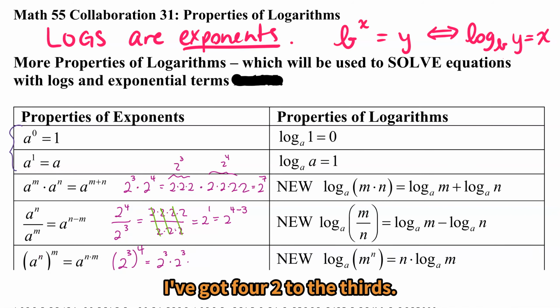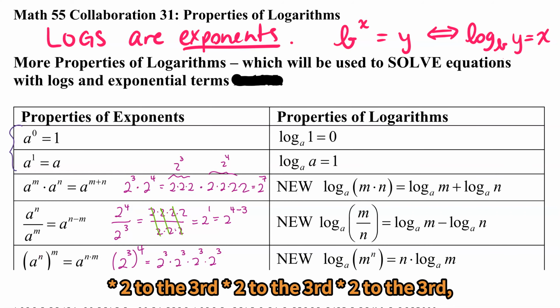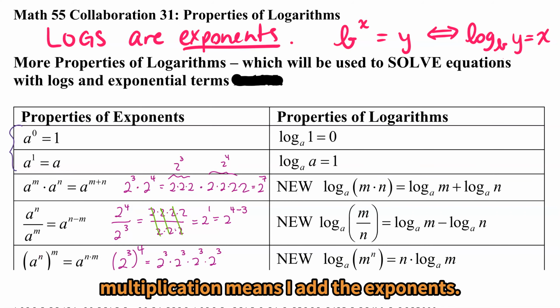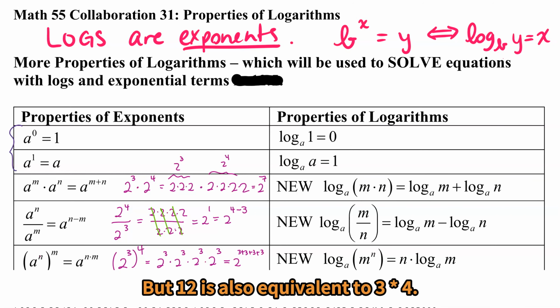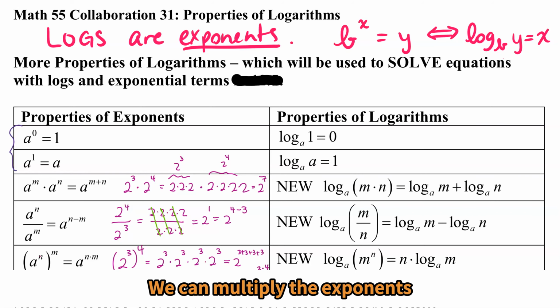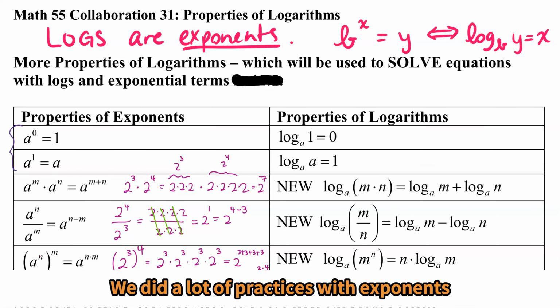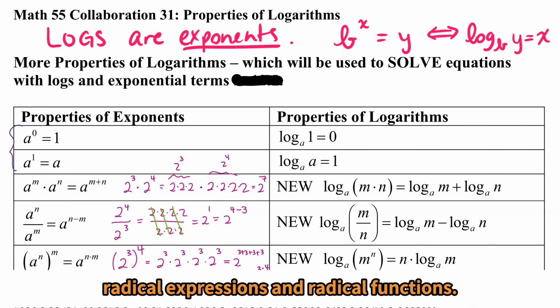means I've got 4 2 to the thirds. But I notice that if I have 2 to the third times 2 to the third times 2 to the third times 2 to the third, well, I could just use that first property up here that says multiplication means I add the exponents. 3 plus 3 plus 3 plus 3 will give me 12, but 12 is also equivalent to 3 times 4. We can multiply the exponents if we're raising an exponential expression to another exponent. And we did a lot of practice with exponents back when we talked about radical expressions and radical functions.